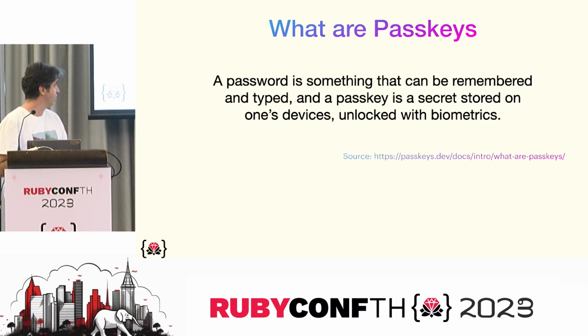So here is another definition that I like. And I like this definition because when I was studying the topic of passkeys a handful of months ago, this sentence helped me to wrap my head around what passkeys are. And there's a handful of caveats to this sentence or hidden edge cases, but I like it. And it says, a password is something that can be remembered and typed, and a passkey is a secret stored in one's device, unlocked with biometrics. This sentence comes from the website passkeys.dev. It literally comes from a page that's called What Are Passkeys?